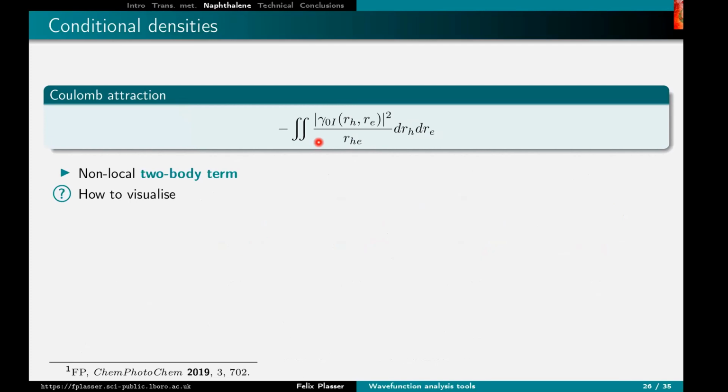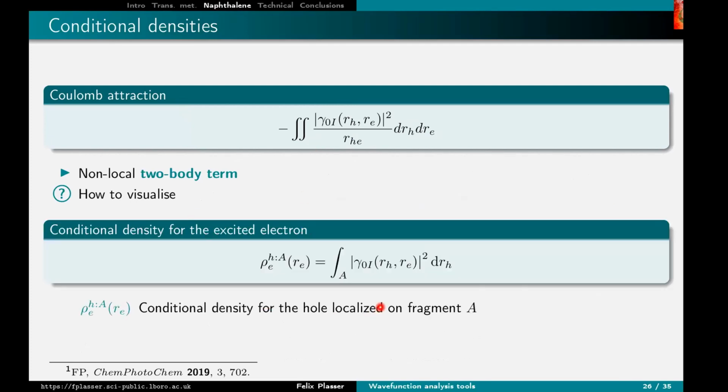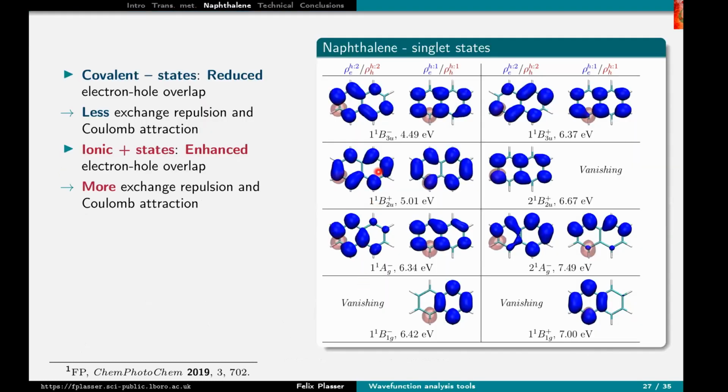And then, just to quickly go on, the other thing is a true non-local two-body term, which is a bit harder to visualize. But here we're computing conditional electron density. So we're fixing one quasi-particle on one of the atoms and seeing the distribution. For example, we might fix the hole on this atom, and then we see for the minus state, the conditional electron density escapes from the hole. For the plus state, the conditional electron density moves to the hole. Same here, and we also find this for the different irreps: the covalent states have reduced electron-hole overlap, and the ionic plus states have increased electron-hole overlap. So we get a consistent picture here.